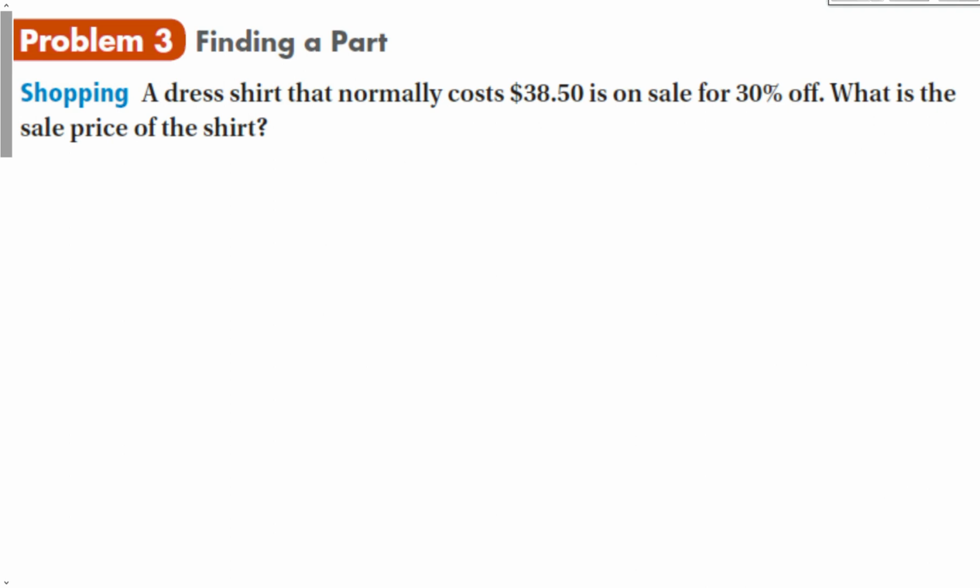So finding a part. When we're finding a part, it's usually a little easier to use the percent equation. Okay, so a dress shirt normally costs $38.50 and is on sale for 30% off. What is the sale price of the shirt? So what we're doing is we're finding the part. Okay, we have the base, that's going to be $38.50, and we have my percent. So that's 30% times $38.50.